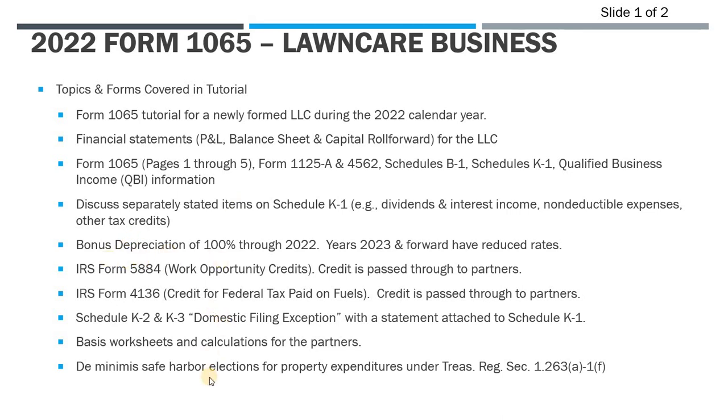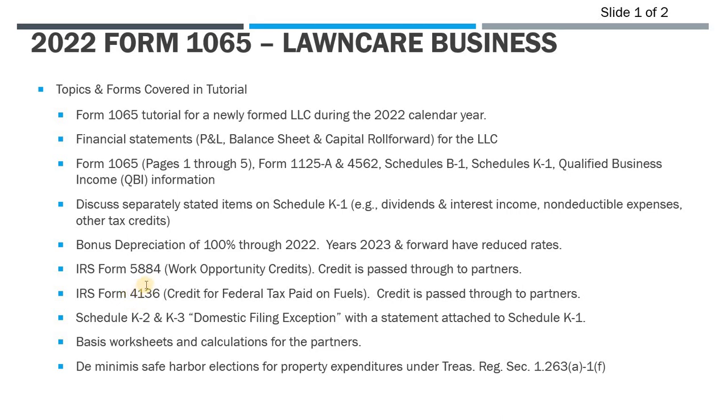Talk about bonus depreciation. So for 2022, we still get up to 100% bonus depreciation on eligible assets. In 2023 and going forward, there are reduced rates. So the Tax Cuts and Jobs Act has sunsetting provisions that basically say, okay, bonus depreciation is still on the table, but you get reduced rates in those following years.